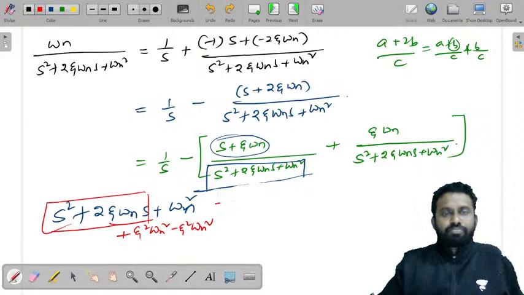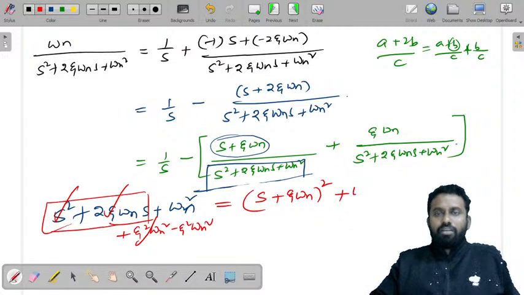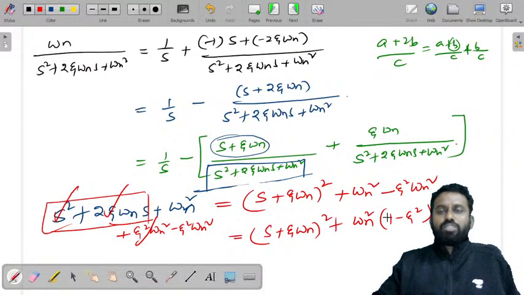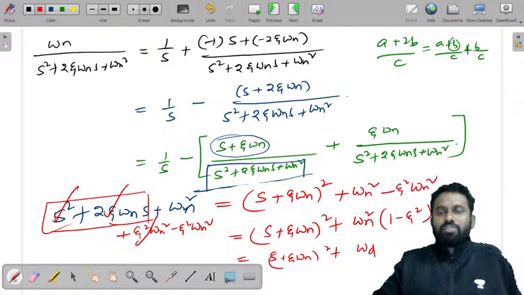Now, this can be written as (s plus zeta omega n) whole square. So this term will be (s plus zeta omega n) whole square plus omega n square minus zeta square omega n square. So this is (s plus zeta omega n) whole square plus, if you take omega n square common, 1 minus zeta square. So you can write this as (s plus zeta omega n) whole square plus omega d square.